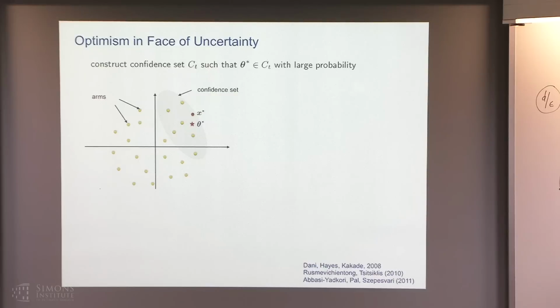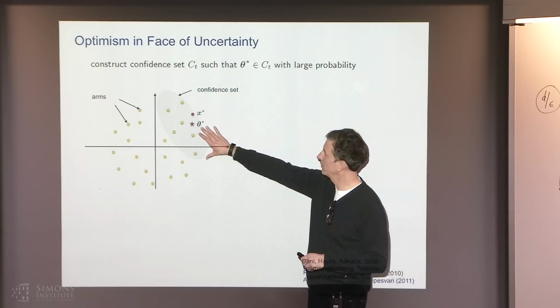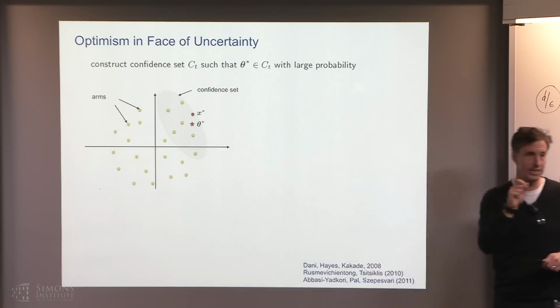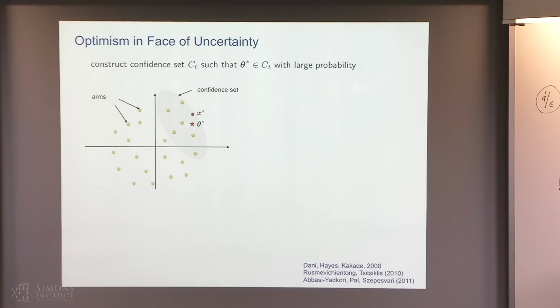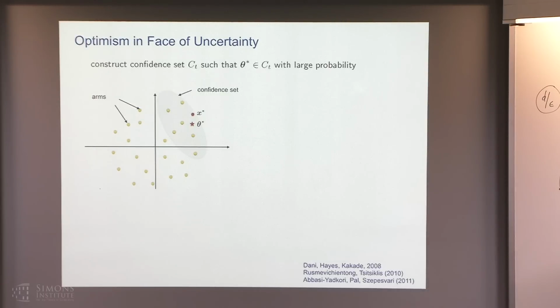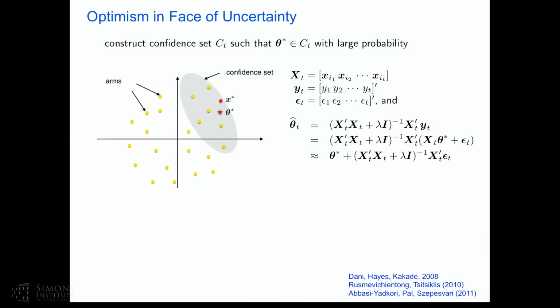The one way to tackle these problems is with the same idea, this optimism in the face of uncertainty. In this setting, what we're going to do is try to construct a confidence set, C_t, so that at every time t, theta star belongs to that confidence set. And this is done in a number of papers. The bound I'm going to give is from the last paper, that 2011 there.